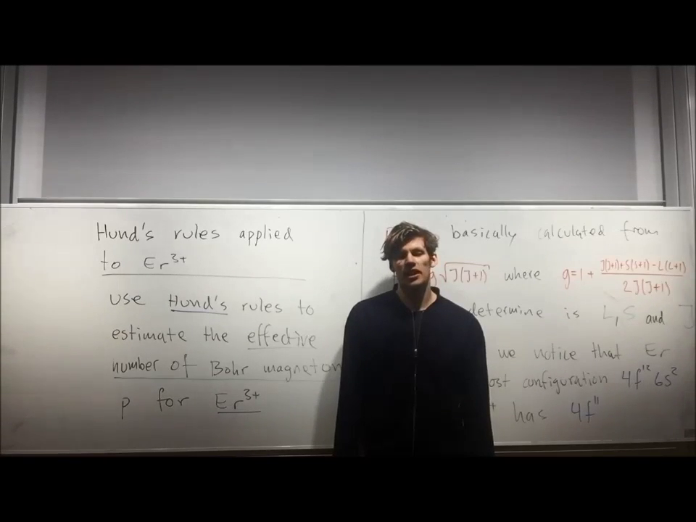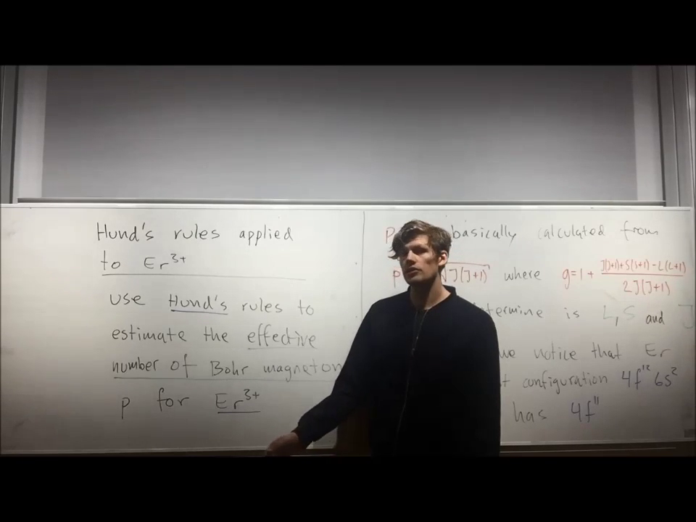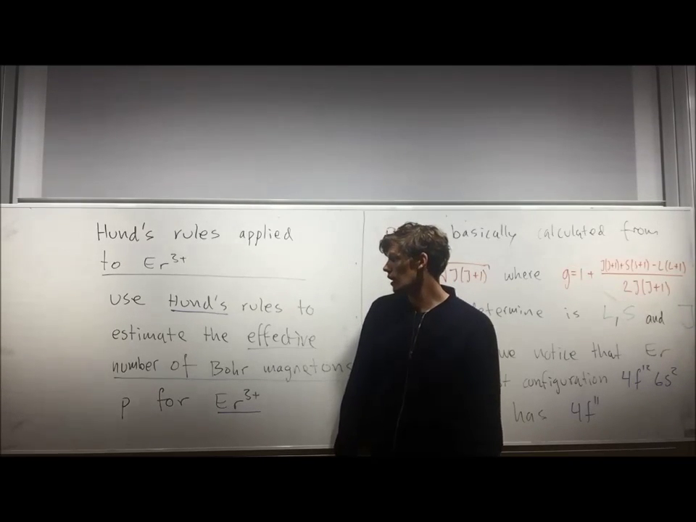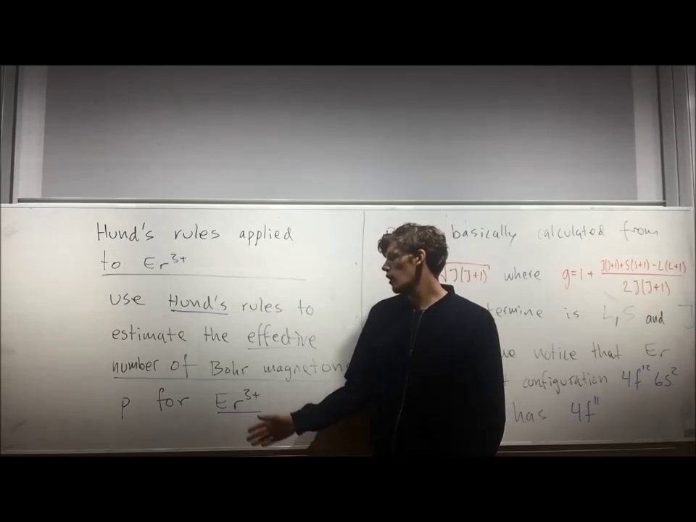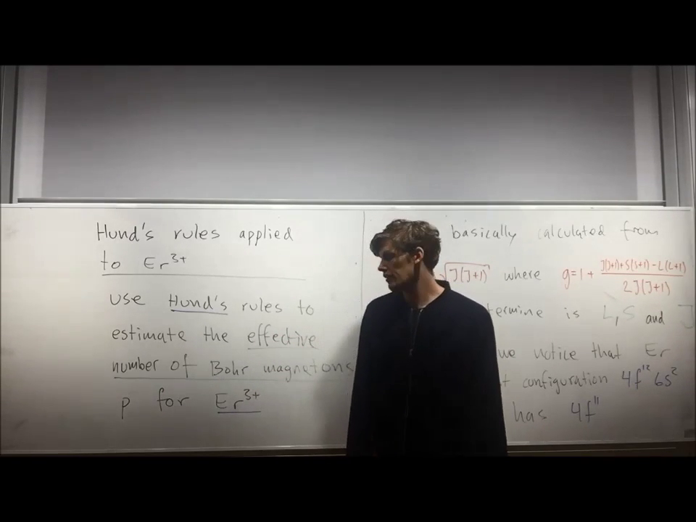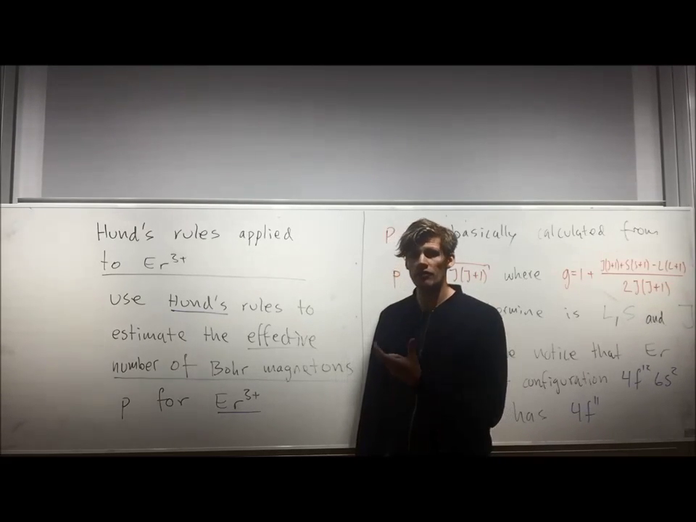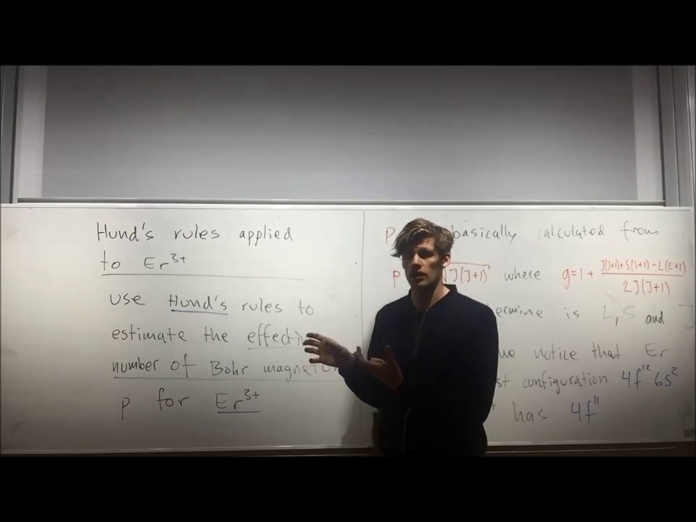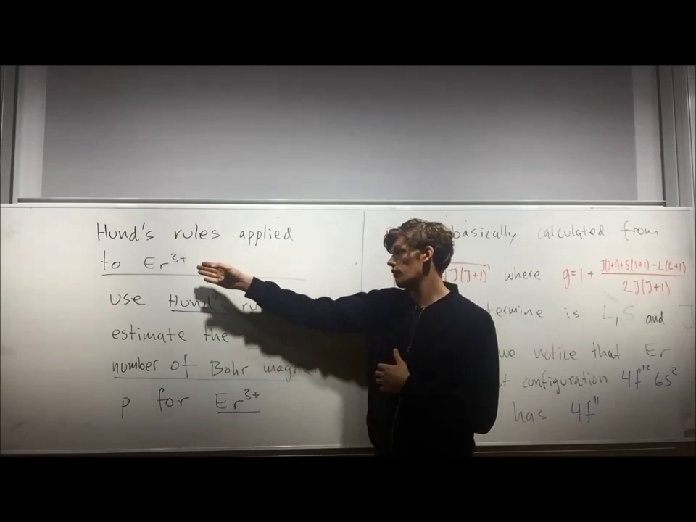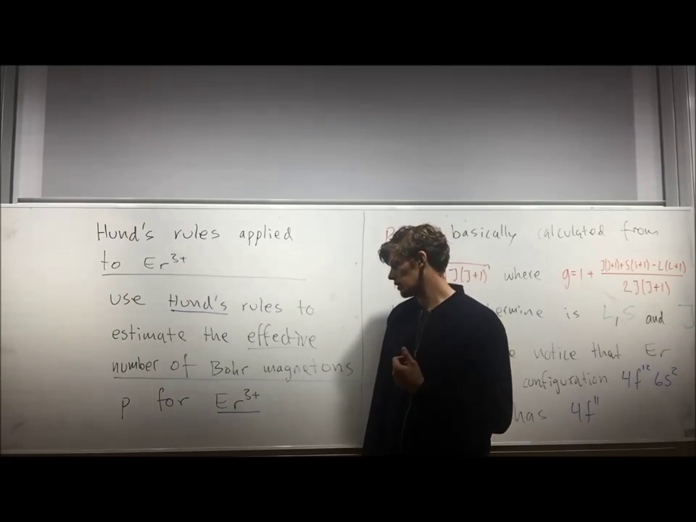Hi, in this exercise we're concerned with Hund's rule and we're going to apply it to erbium ions. We're going to use the rule in order to estimate what the effective Bohr magneton is. The effective Bohr magneton is basically the total angular momentum for the erbium atom divided by the Bohr magneton. So it's the number of Bohr magnetons that adds up to the full magnetic moment of the erbium atom, and the size of that.